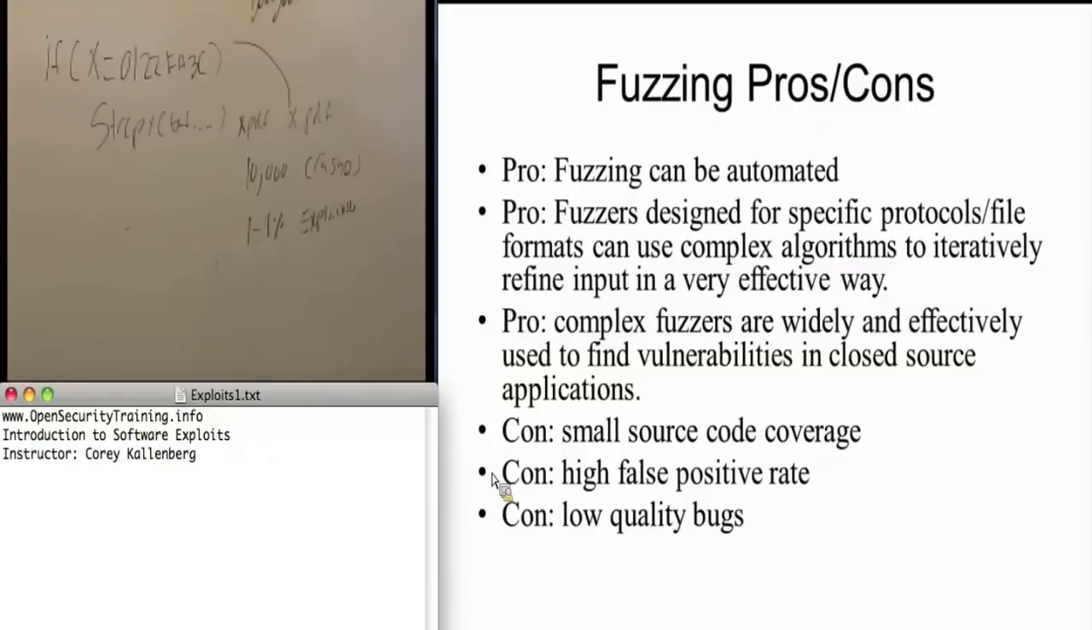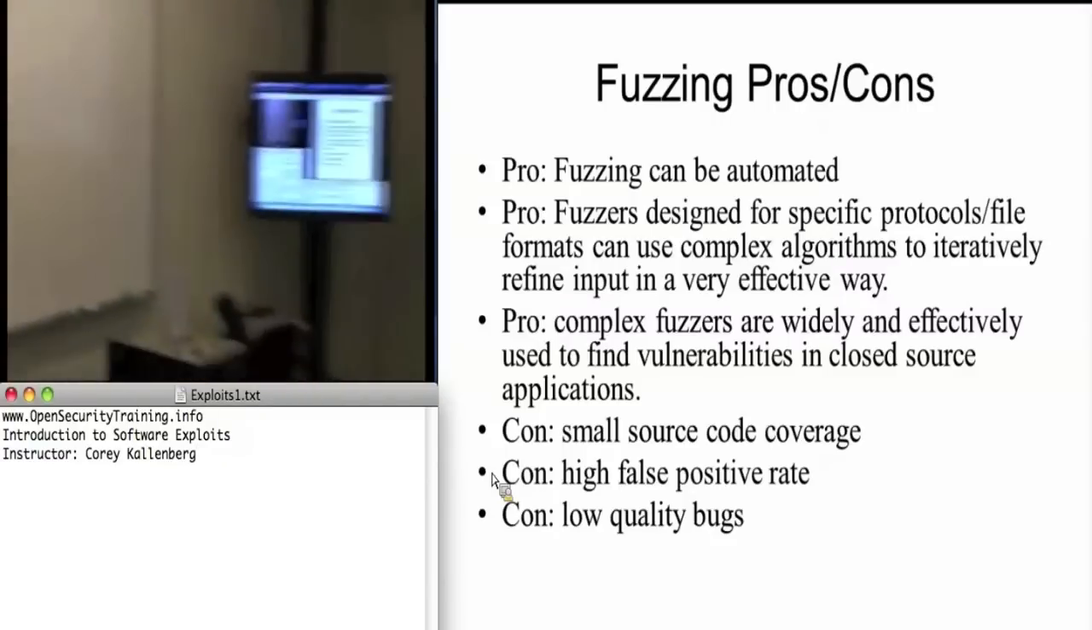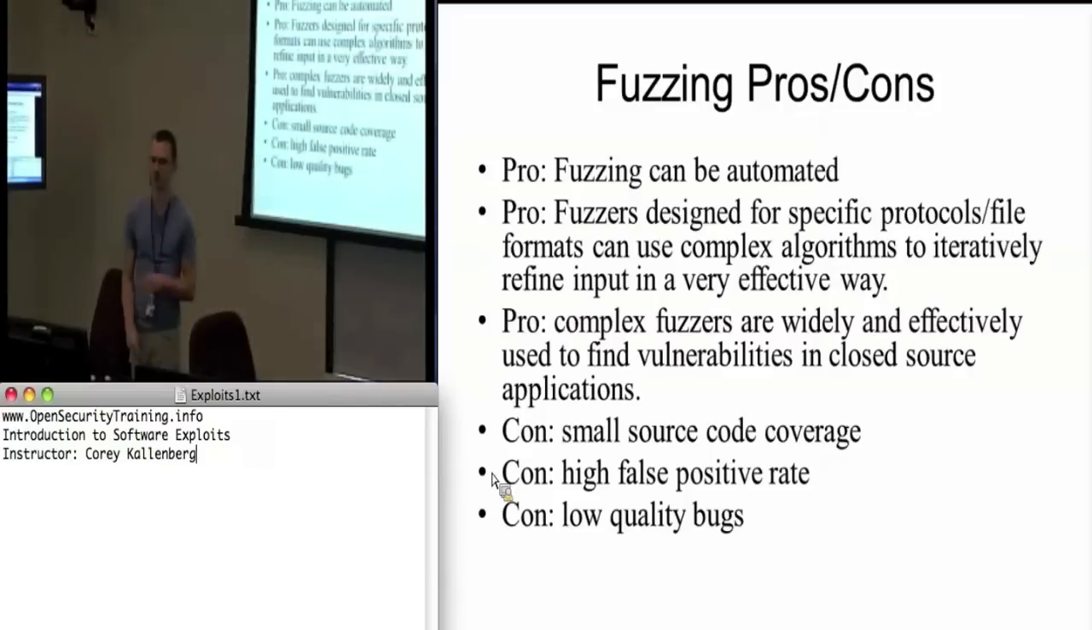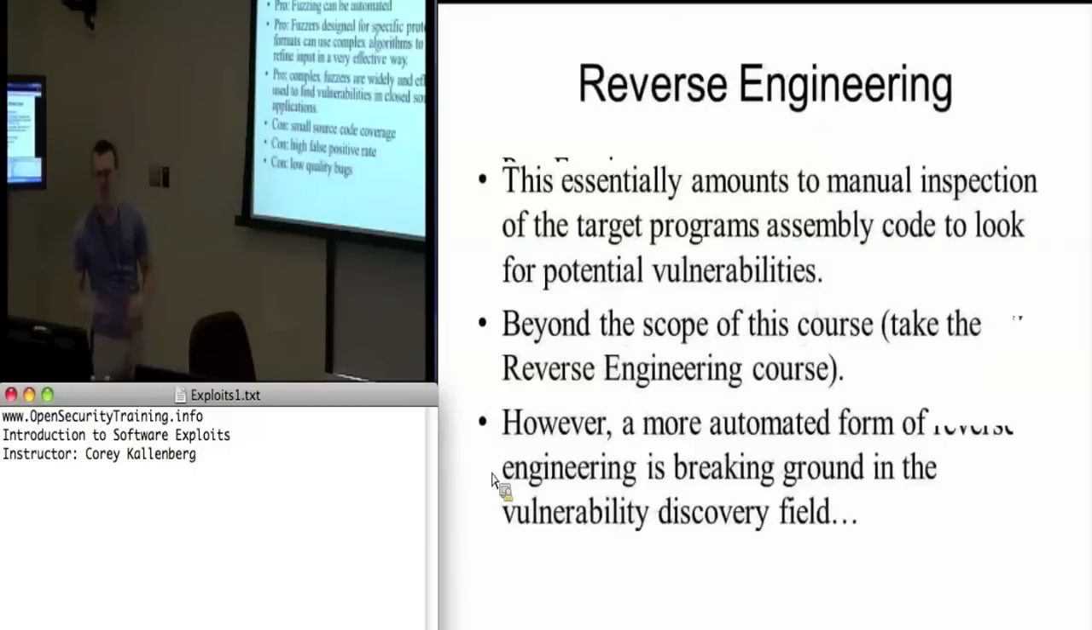Generally, the best approach is to fuzz and reverse engineer simultaneously. Use reverse engineering to improve your fuzzer to make sure you're not missing any corner cases like that. So it's always best to take a multi-pronged approach and not limit yourself.